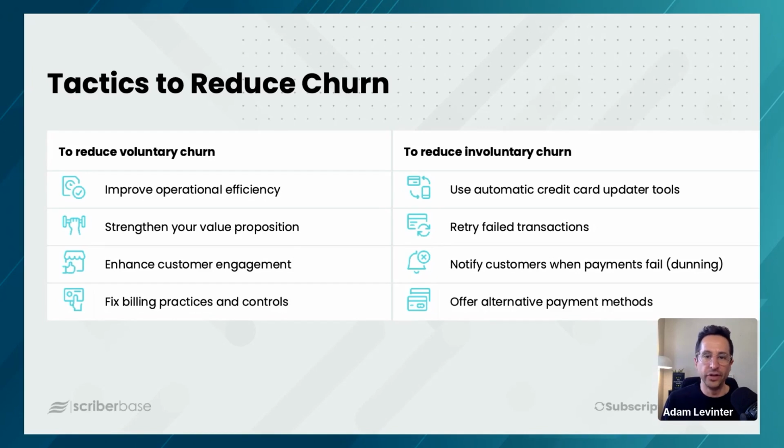On the involuntary churn side, we're talking about paying attention to the payment side of the business, right? Ensuring that our credit card updater tools are sound, that we're retrying failed transactions. So if a credit card is declining, we're retrying that card on average at least 5 times, if not 7 times, over the course of the next 30 to 60 days to make sure that we can capture that card. So reattempting those cards, notifying customers when their payments fail. You've probably seen this where you get an email saying, oh, your payment declined. That's an example of dunning. Offering alternative payment methods like PayPal, like Apple Pay. These can all help to reduce involuntary churn.